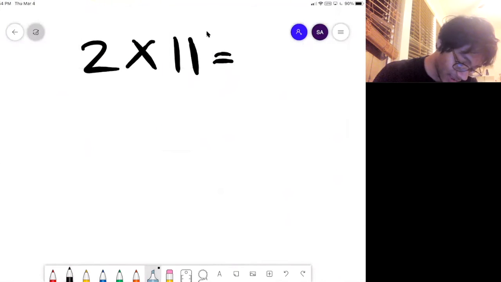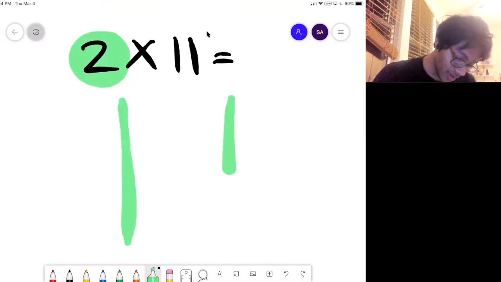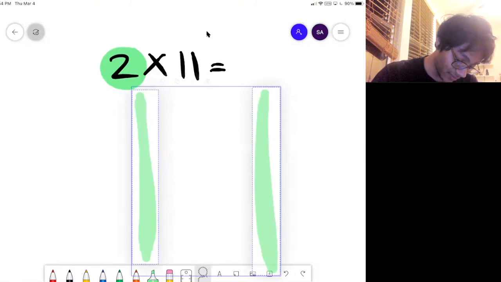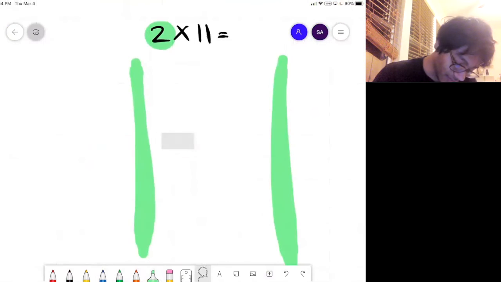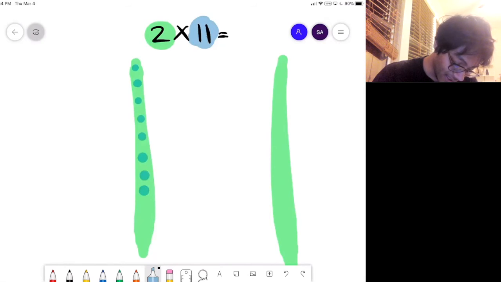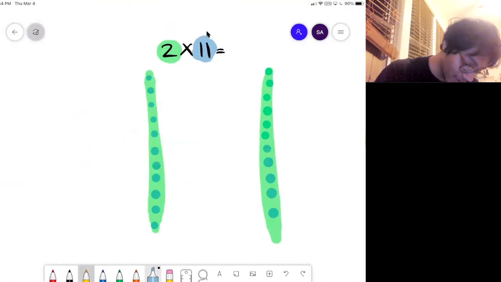This means we got two columns. So 1, 2. And let me make these columns really big because we got a really big number here. So there's my columns. And now in each column, I have 11 dots. So let's do that. 1, 2, 3, 4, 5, 6, 7, 8, 9, 10, 11. And 1, 2, 3, 4, 5, 6, 7, 8, 9, 10, 11. Now let's count up how many dots in the whole shebang.